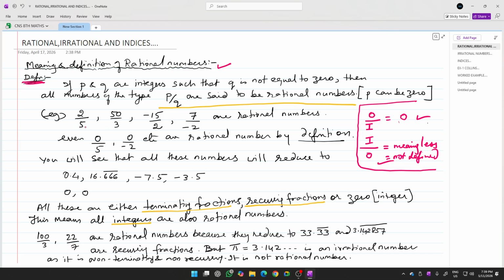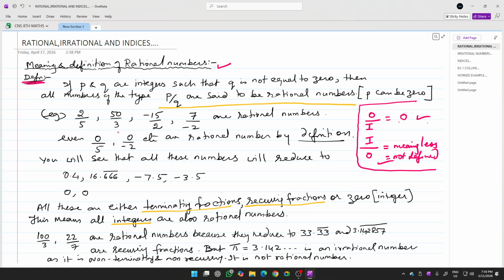It is 5, so it is not equal to 0. So this definition fits. This ratio, 2 upon 5, will be a rational number, because the numerator 2 is an integer, the denominator 5 is also an integer, and it is a non-zero integer. So this fraction 2 upon 5 is a rational number by definition.